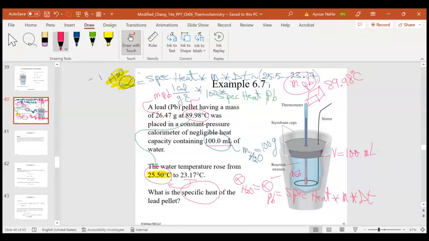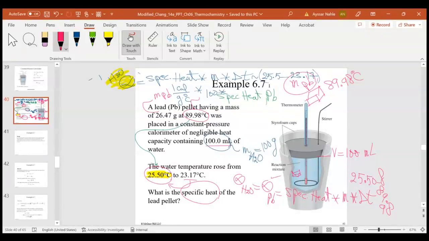Delta T is the final temperature, 25.50, minus 89... minus 89.98. Yes? I'm sorry about this. Okay, now I know the delta T.